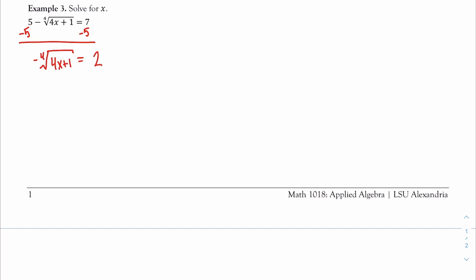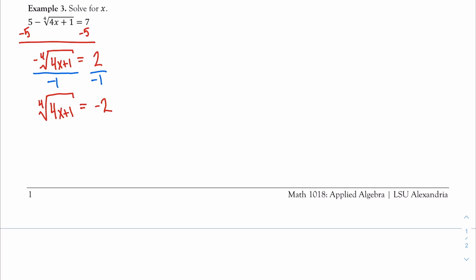Now, one thing we need to be careful about is, right now my radical is still not isolated. There's a negative in front of my radical. So, to get rid of that negative, let's go ahead and divide everything by -1. So if I divide the left and the right by -1, I'm left with, well, the fourth root of 4x plus 1 is equal to -2. Now, I'm going to look at this equation, and I'm going to claim that there's a problem.